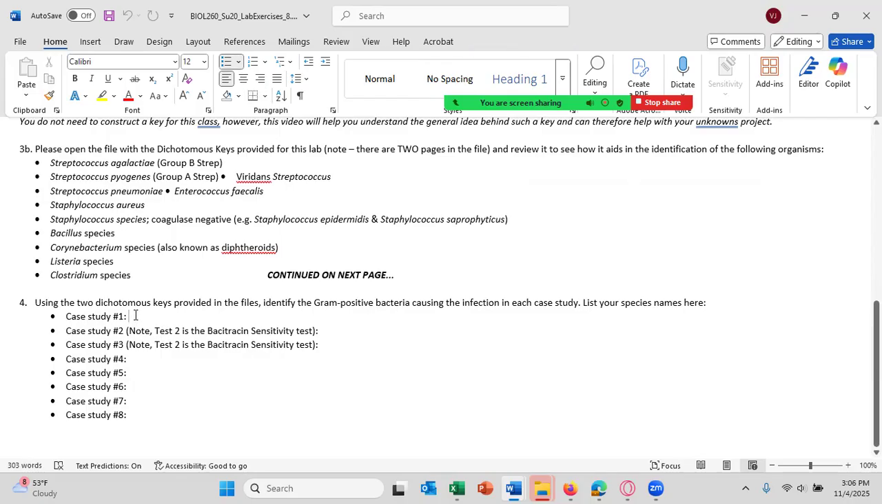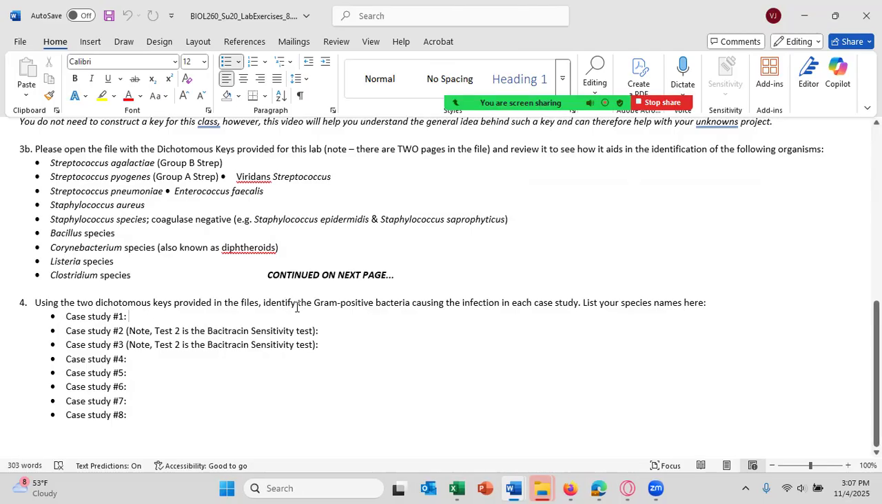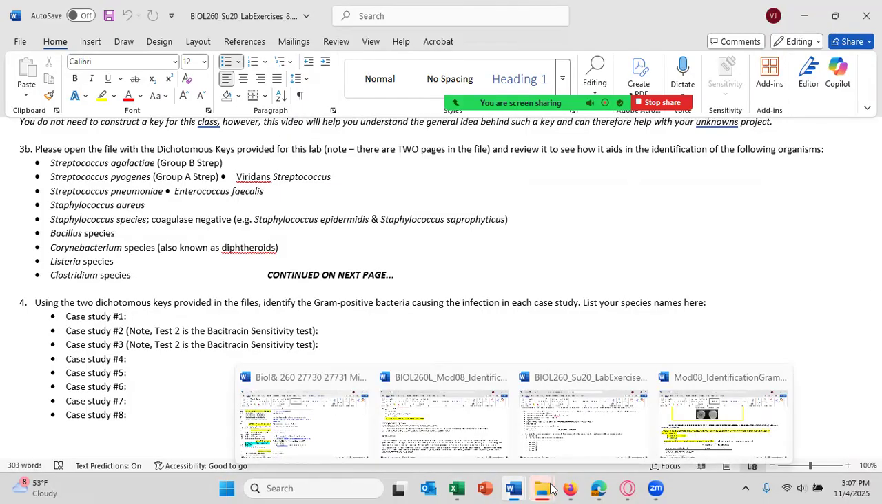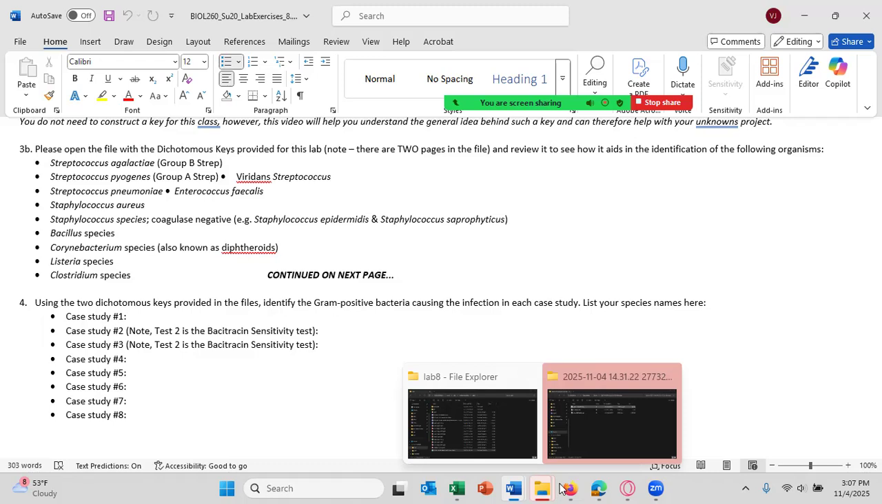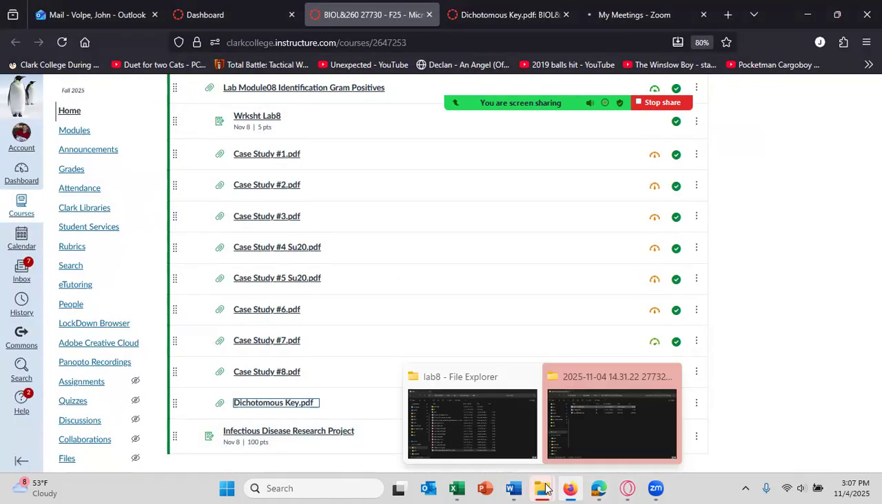Give me the identification of the gram-positive bacteria. List the species name here. Usually it's a scientific species name, but occasionally it might just be a family of bacteria. And just follow whatever the key gives. For case study 1, let's go ahead and open that one. Actually, rather than opening it in Canvas, let me go here.